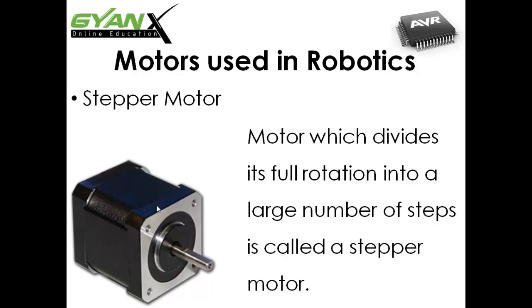So let's see about the stepper motor. A motor which divides its full rotation into a large number of steps is called a stepper motor. These steps help in precise step-by-step movement of the rotor, giving precise control over movement. The shaft of a stepper motor has a permanent magnet attached to it. The rotor is surrounded by a series of coils which can be turned on and off. Magnetic field changes cause the rotor to move.